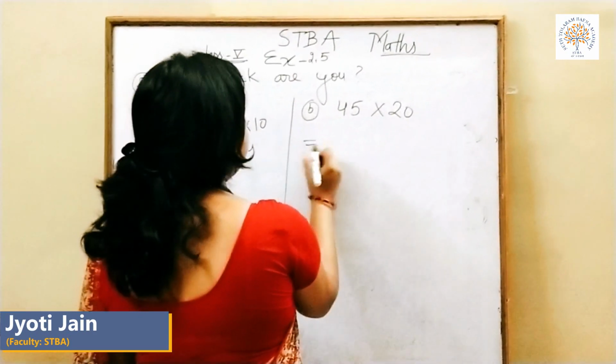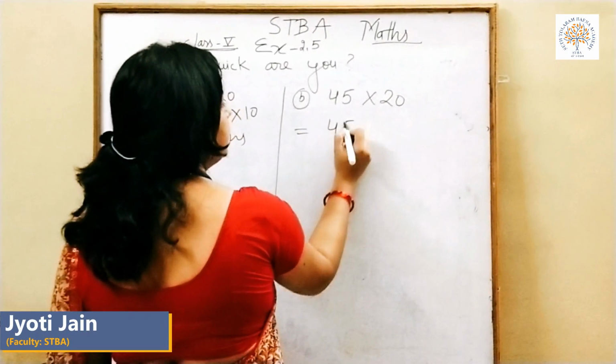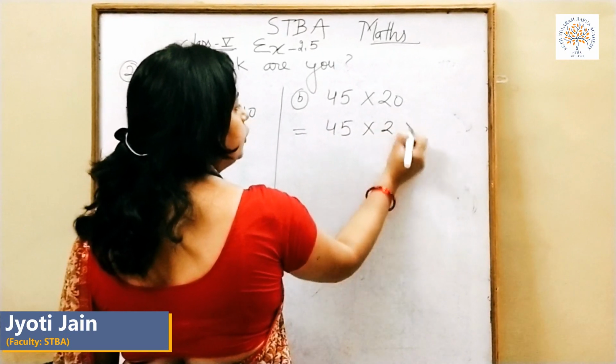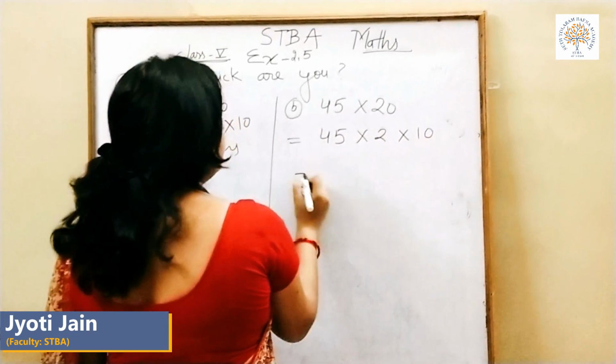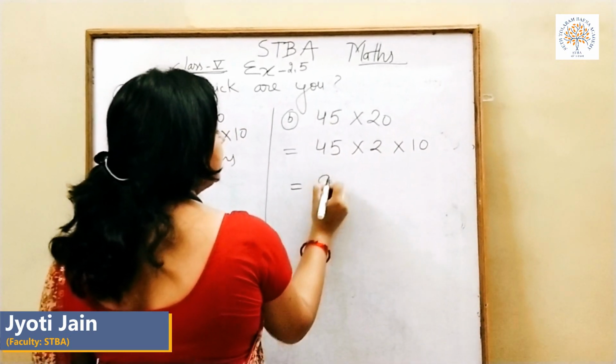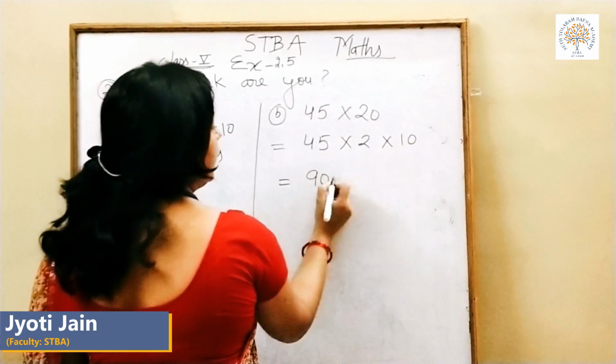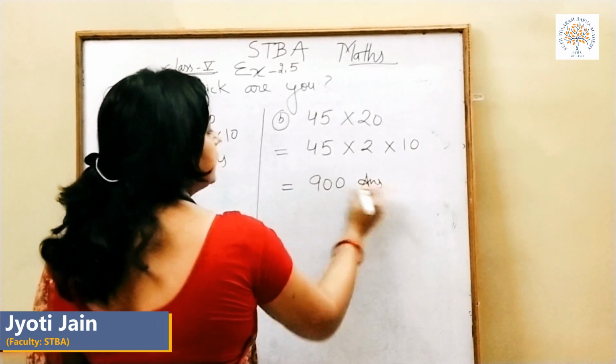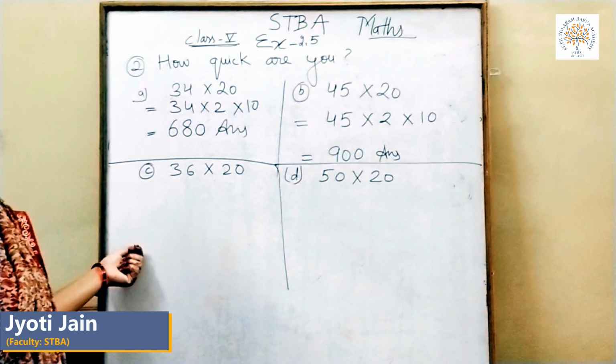Next is 45 into 20. So it can be written as 45 into 2 into 10. So 45 2s are 90, followed by 1 zero. So the answer is 900.